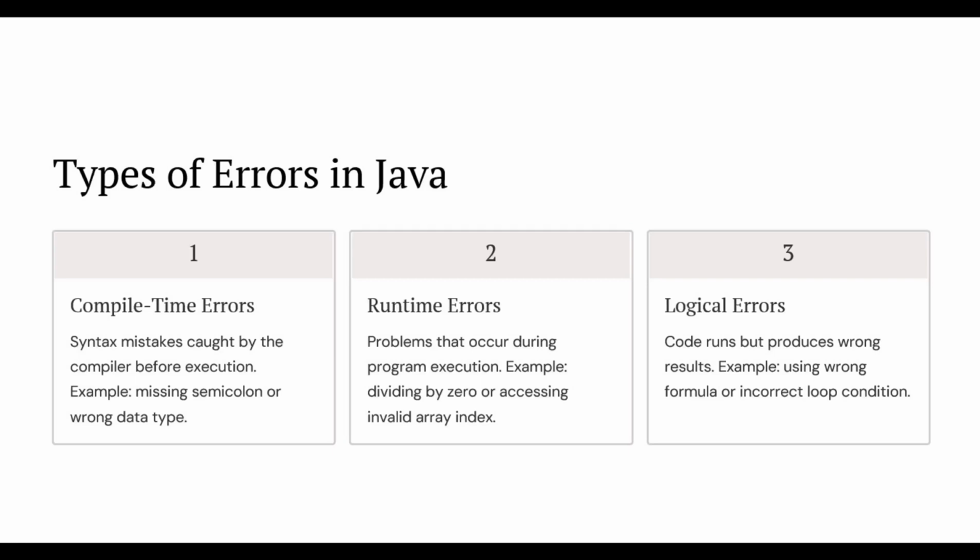Types of errors in Java. In Java, errors are mainly of three types. First one, compile time errors. Second one, runtime errors. Third one, logical errors. Compile time errors are syntax mistakes found by the compiler, like a missing semicolon. Runtime errors happen while the program is running, like dividing a number by 0. Logical errors: the program runs but the output is wrong due to wrong logic. Understanding these types helps us know when and how errors occur.